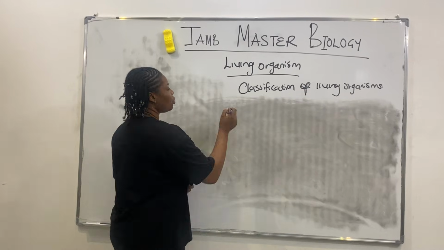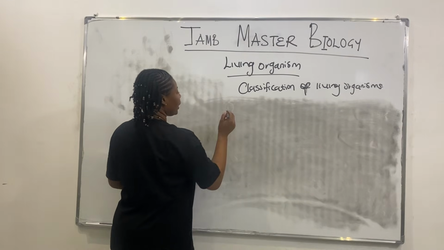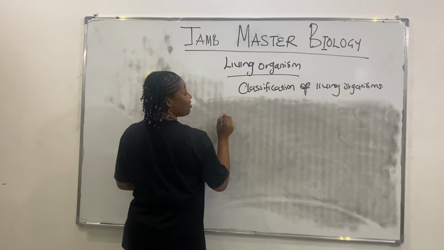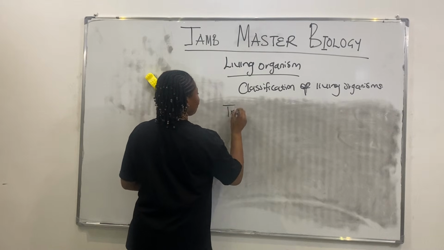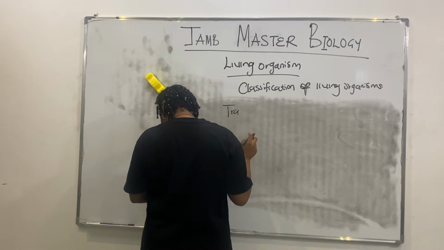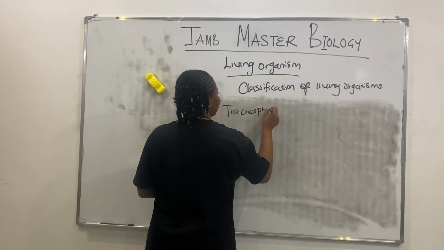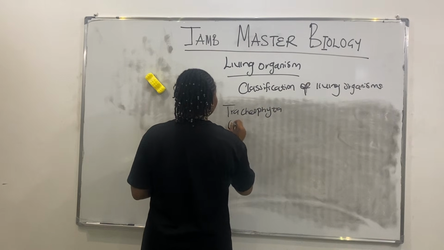So we are going back to the kingdom plants here, and we're looking at the spermatophytes, which are the vascular plants under Trichophyta. Under Trichophyta, we have pteridophytes.